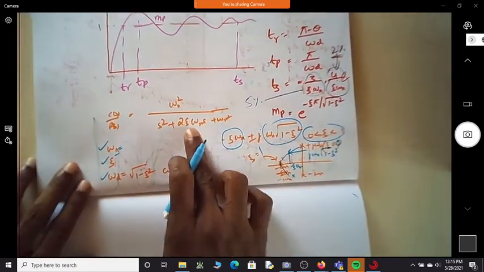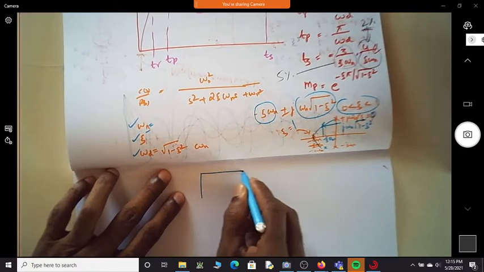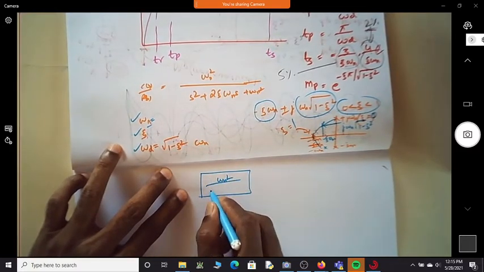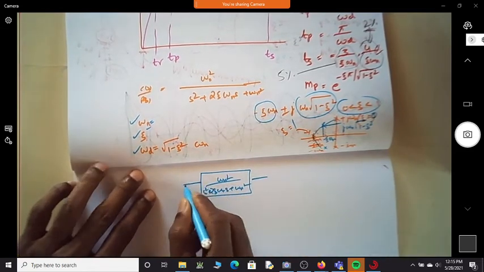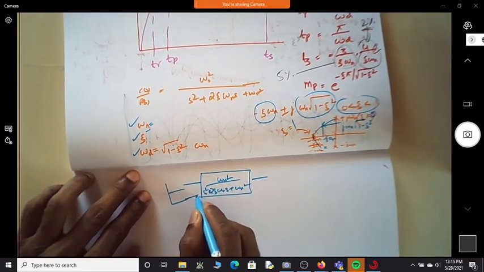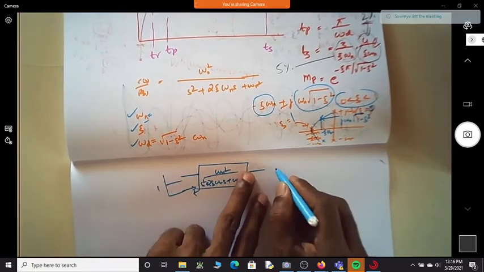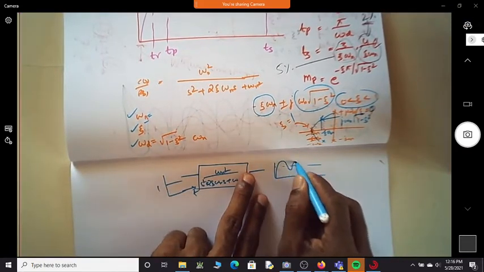Then we also understood that if a system has omega n square over s square plus 2 zeta omega n s plus omega n square as its transfer function, and you apply a step input, of magnitude one for a unit step input, we will end up with a response which looks something like this.